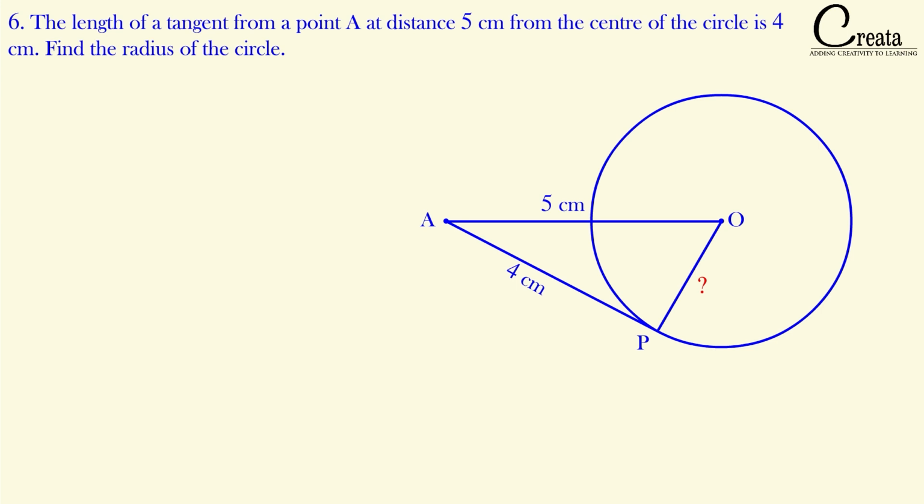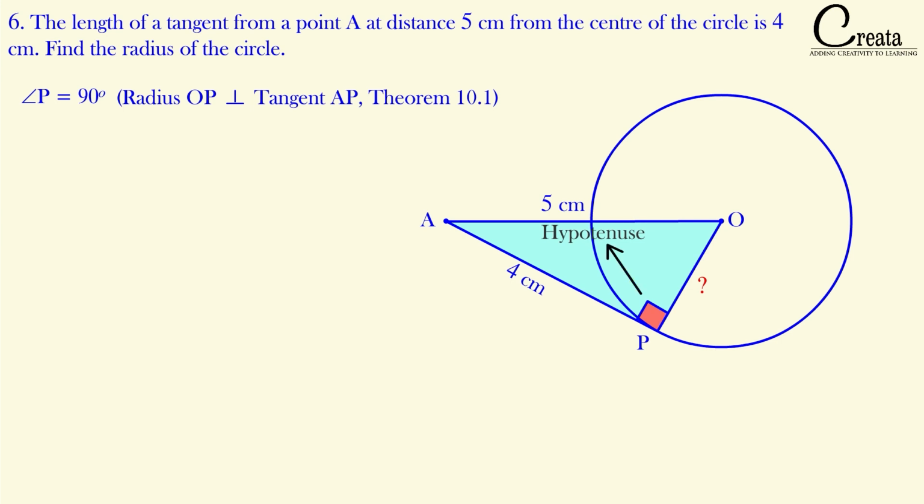Let's start. Here firstly we will apply theorem 10.1, that is, the radius and tangent are perpendicular to each other. This means this angle will be equal to 90 degrees. On observing, we got a right angle triangle in the given figure. Once we got a right angle triangle, we can easily apply the Pythagoras theorem, that is the property of a right angle triangle. The hypotenuse is 5 cm. How do we know that? Hypotenuse is the side which is opposite to the 90 degree angle. So the hypotenuse is 5 cm and we have to calculate the radius.